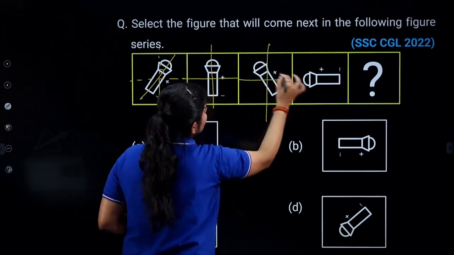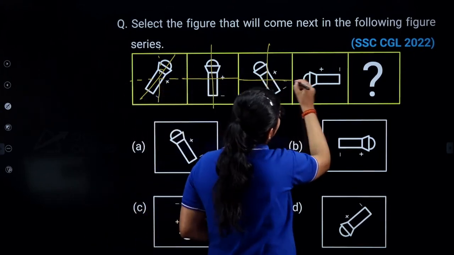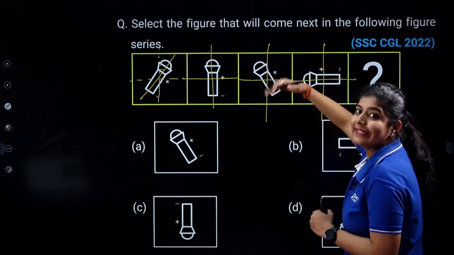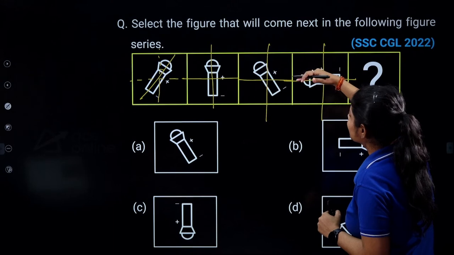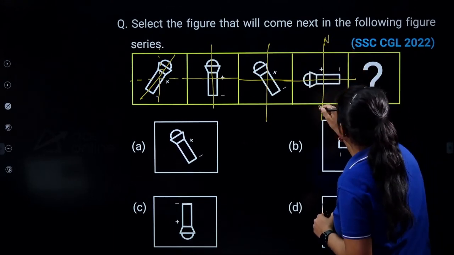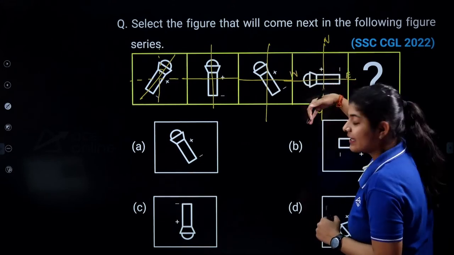Again, if you will see, anti-clockwise direction slightly 45. Again, slight 45. Now again, it moved in the anti-clockwise direction. That means this semicircle comes in the, if this is north, south, east, west, then it comes in the southwest direction.